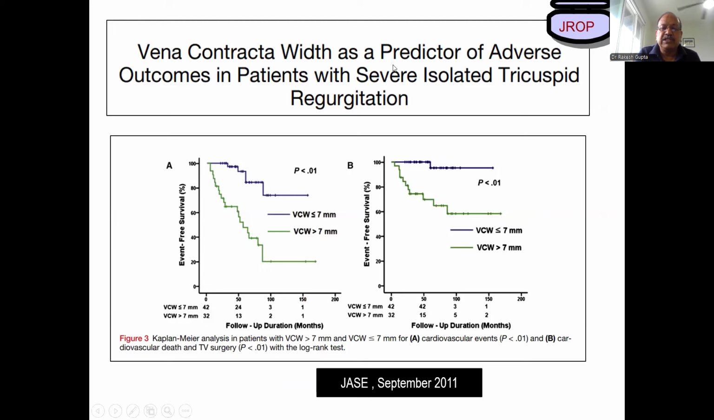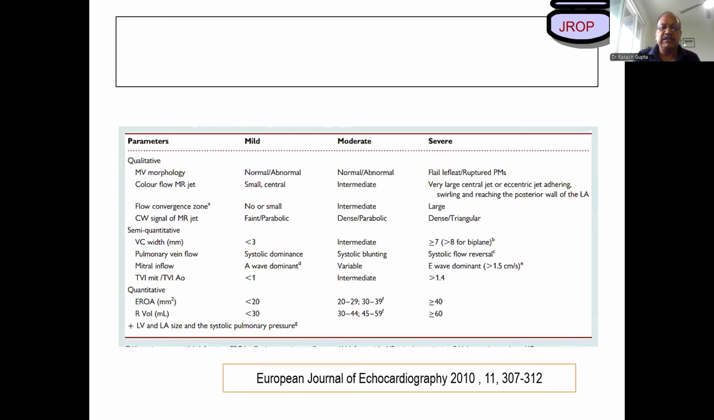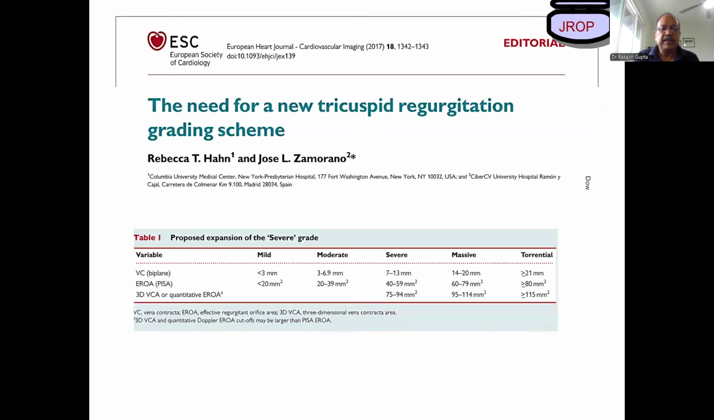The importance is vena contracta width as a predictor for adverse outcome in patients with severe TR. Look, it's a very classical paper published in JACC in 2011, talking of the vena contracta with less than 7 versus more than 7. This is the follow-up over a period of time. First is cardiovascular death, and second is overall death. The ratio remains almost the same. If the vena contracta is less than 7, we have a better outcome than a vena contracta of more than 7 millimeters in size.